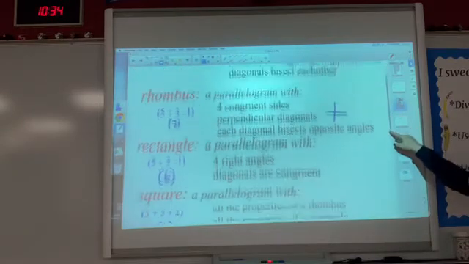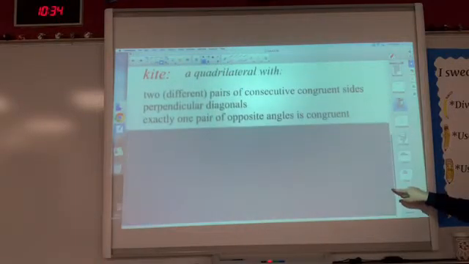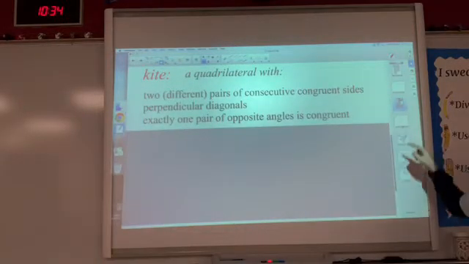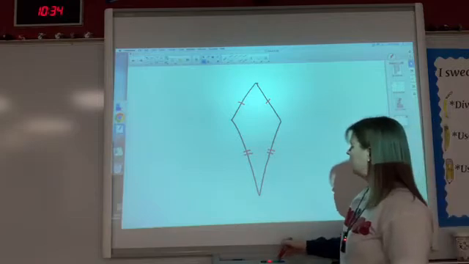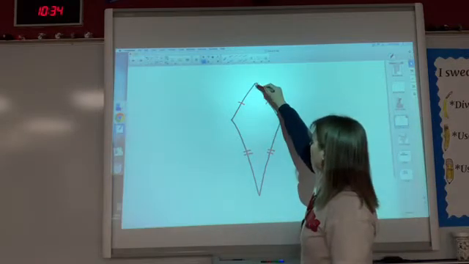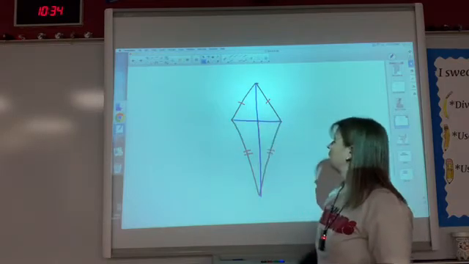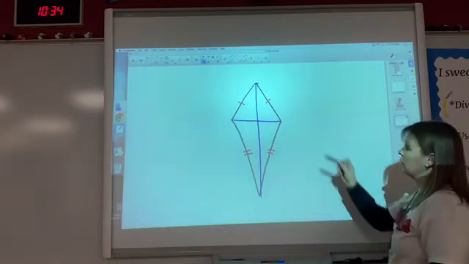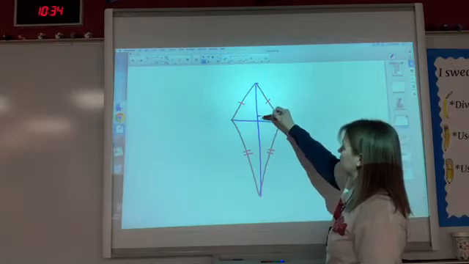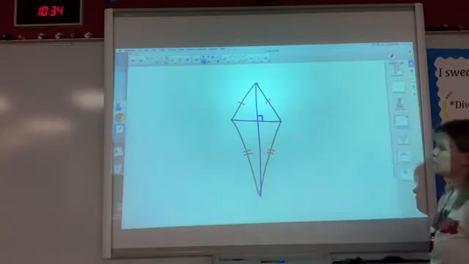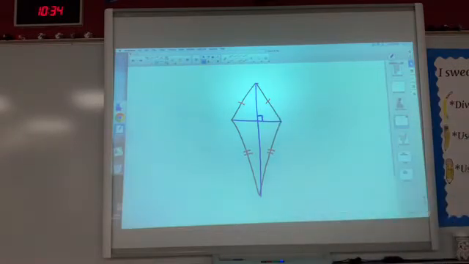Second property says perpendicular diagonals. The diagonals of a kite, or of any quadrilateral, go opposite angles, angle to angle. This kite, like the rhombus, has perpendicular diagonals. It'll make a perfect 90-degree angle in there, 4 90-degree angles in there.